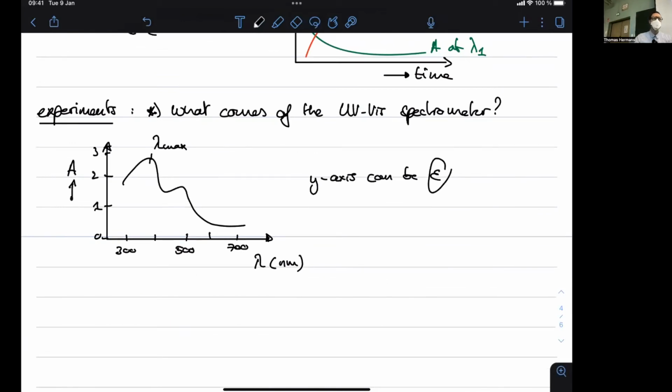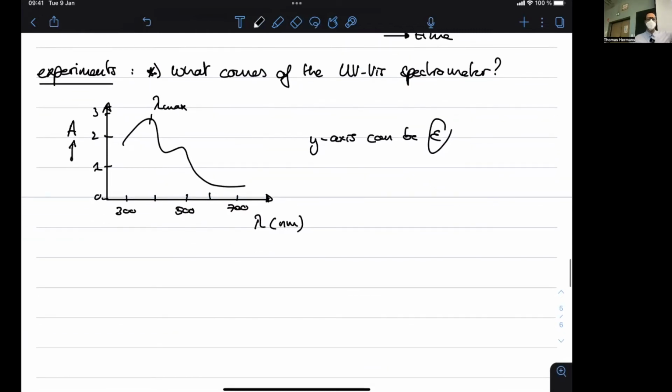Absorbance 3 means 99.9% of the light is absorbed, which basically means there's no more light coming through the cuvette, right? You don't care about this now, but in experiments, if you want things to be quantitative, you want the absorbance to be less than 1, because your detector has to actually catch some light.